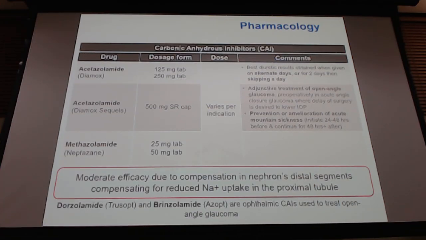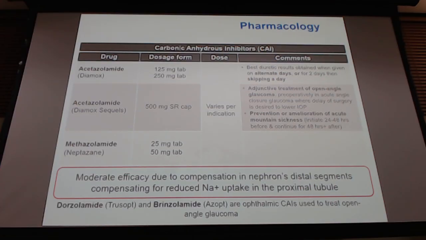So the drugs we find in this class are acetazolamide, which is called Diamox. You do not need to know the dosage form and the dose, but it's there for reference. We want to give this medication on alternate days or 2 days, and then you'll skip a day. And that's basically because of the tachyphylaxis, or the fact that it doesn't work later on. So we're just trying to mitigate that risk, or that phenomenon, a little bit.